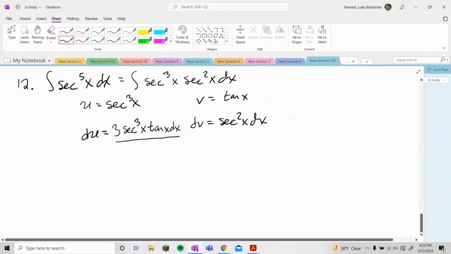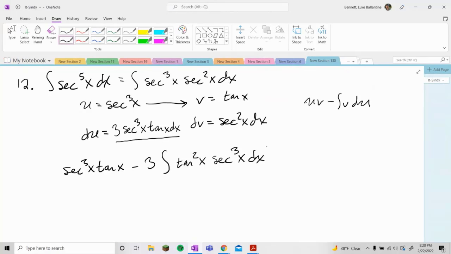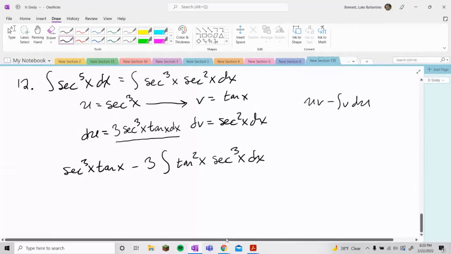Okay. And then we use integration by parts, uv minus the integral of v du. So we have uv is just secant cubed x tangent x minus 3 times the integral of v du, tangent squared x secant cubed x dx. What do you guys think we should do now? We reduce the power of secant. Did you get something different? I don't know what you mean. Is this right, someone? Anyone? Does this look right? I think it's right.